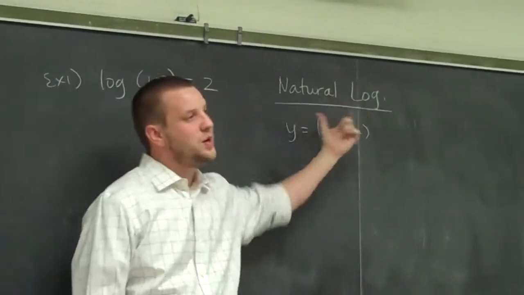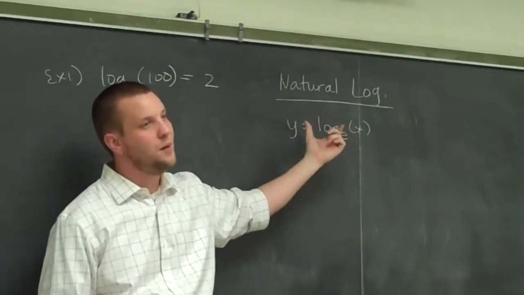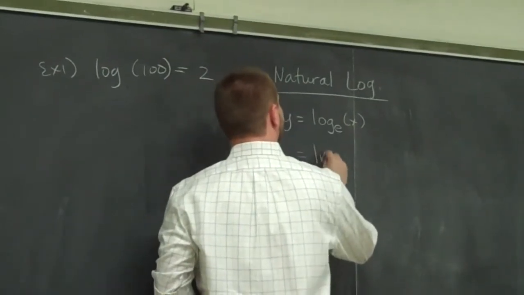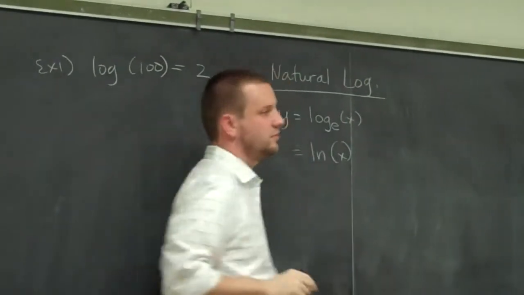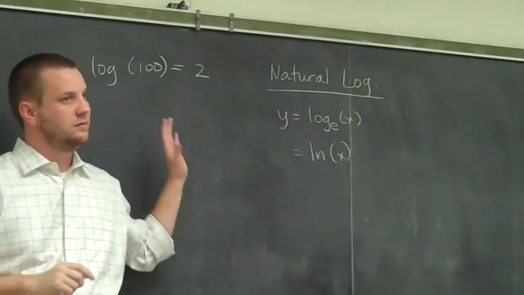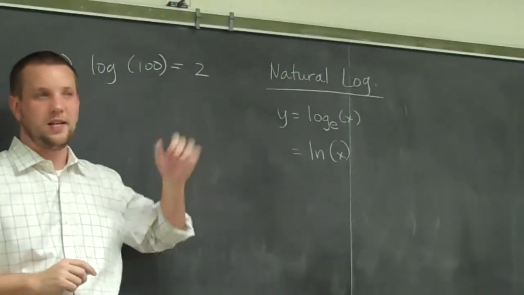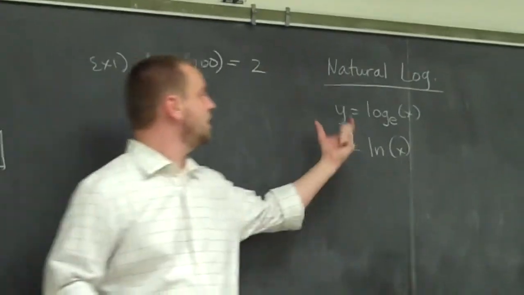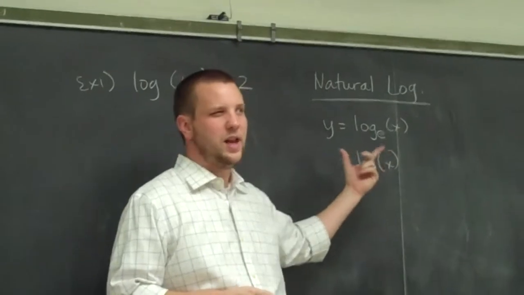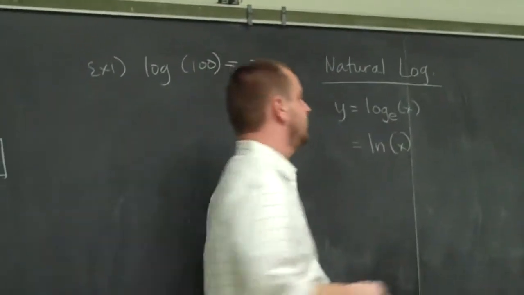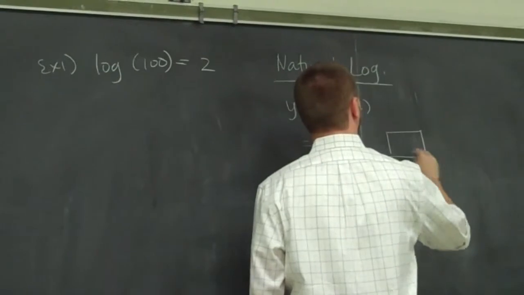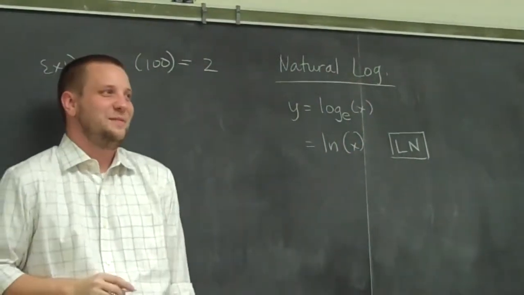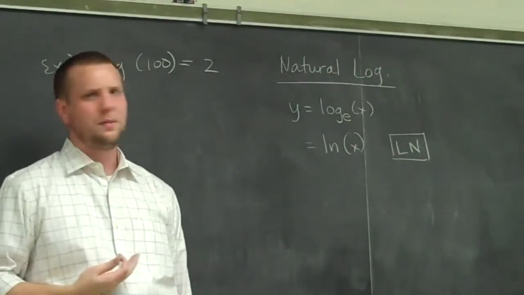Okay, so when you have log base e, we give it special notation, okay? We call this ln of x. If you see the ln of x, that's understood to be log base e. Just like log with no base is understood log base 10, when you see ln, we're calling that log base e. Okay? On your calculator, guess which button it is? The ln. Yeah, the ln button.